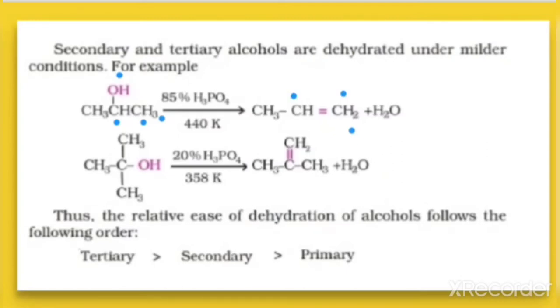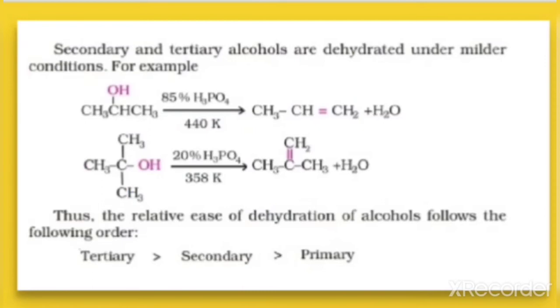Similarly, when you talk about the tertiary, this is the OH group, that is, this carbon is alpha. So tell me which one is the beta here. There are 3 possibilities: 1, 2, 3. 3 beta carbons are there, but all the beta carbons are similar. So whichever beta carbon you choose, you will get the same product.